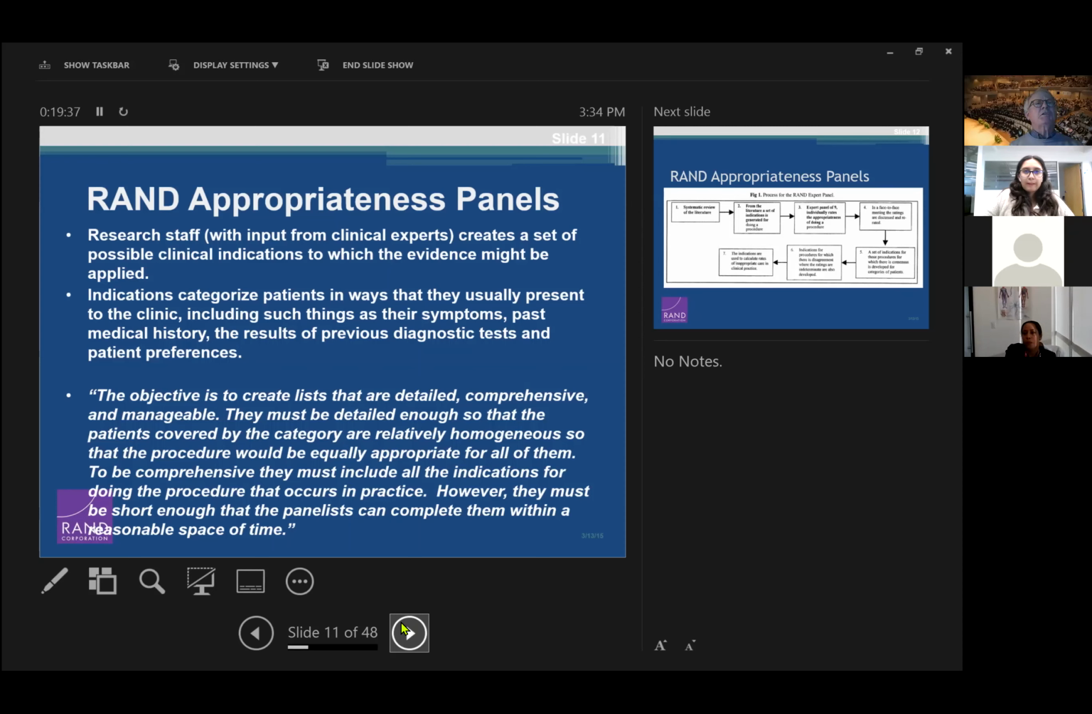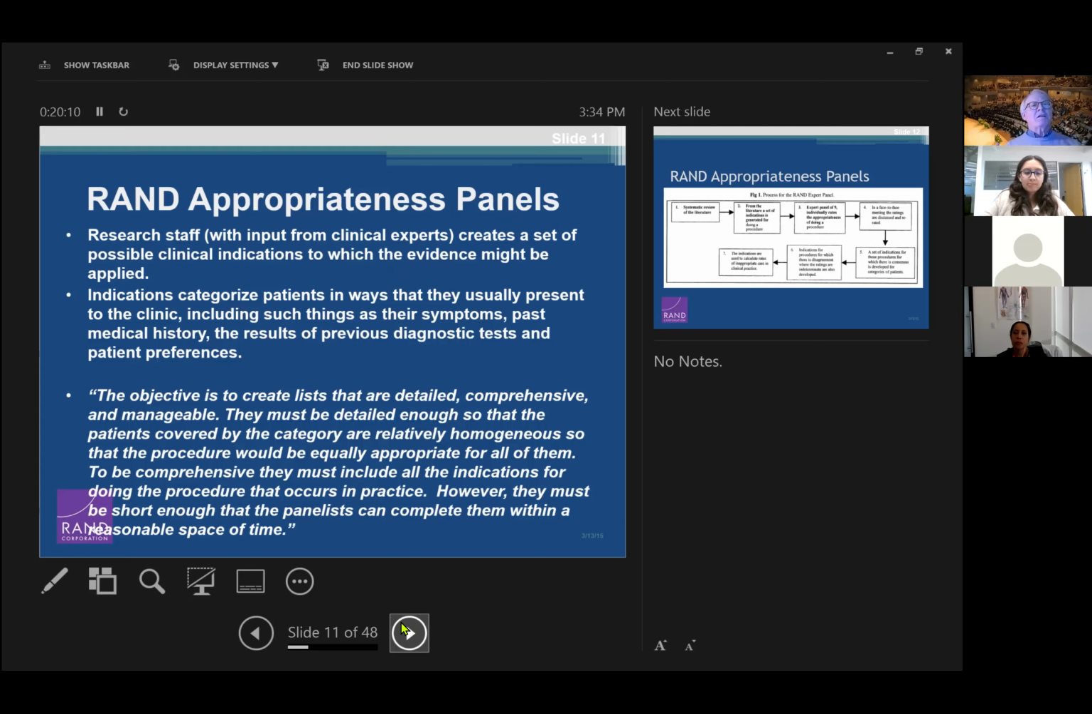Now, the indications are really clinical scenarios, right? So you'd think of who's going to come for, say, a hysterectomy. And you think of all the clinical reasons they could present for hysterectomy, and that's a set of indications, and you vary them. So if we take the one that I do, which is on back pain, you can have a patient that presents, they've got low back pain, no x-rays, no MRI, no pathology, no radiculopathy.